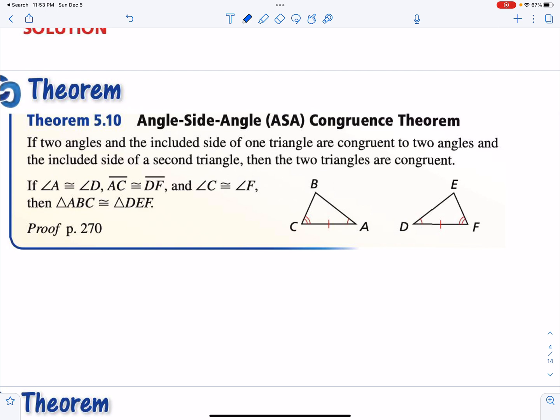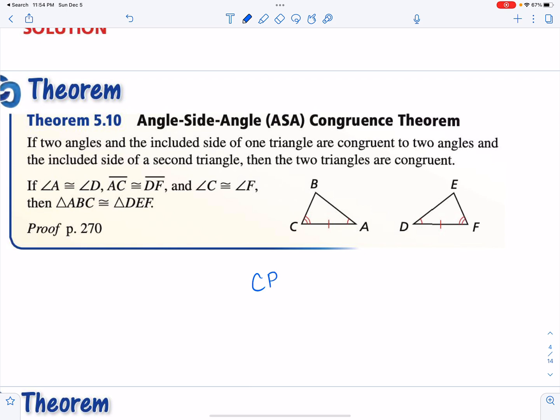So the first one we're going to learn for today's lesson is angle, side, angle. So it says if two angles and the included side of one of the triangles is congruent to two angles and the included side of a second, then the two triangles are congruent. So again, you can see here in the image, we have angle congruent to angle, side congruent to side, and angle congruent to angle. Now that we have that information, the rest of those things can be proved congruent using corresponding parts of congruent triangles.